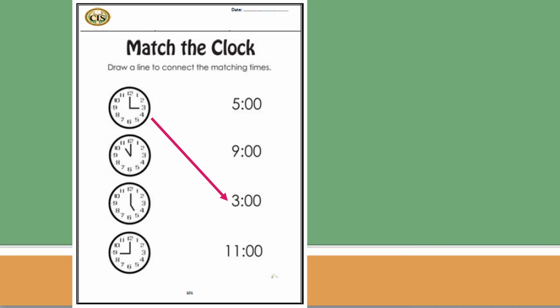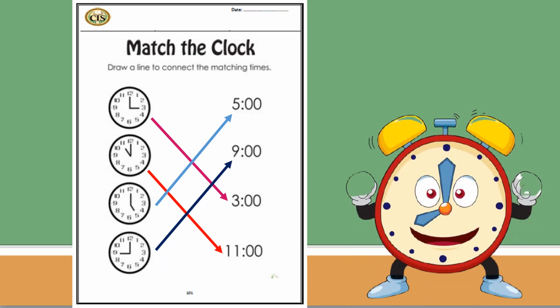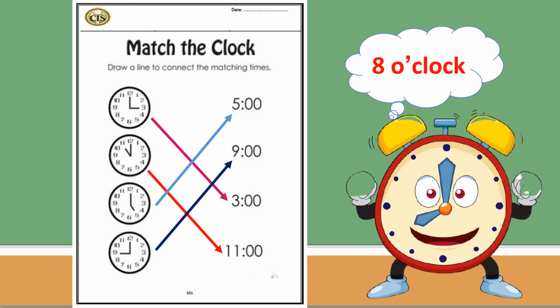Okay, here the short hand points to 11 and the long hand points to 12. So it will be 11:00. Here the short hand points to 5 and the long hand points to 12. So it means 5:00. Here the short hand points to 9 and the long hand points to 12. So it means 9:00. Now, what is the time? It will be 8 o'clock.